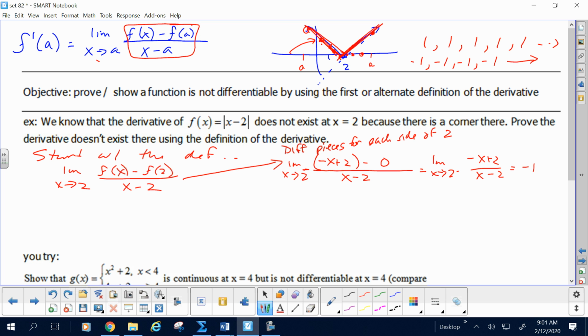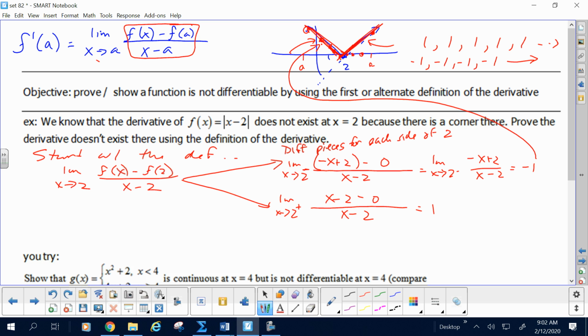Now that is 100% what we expect graphically. That's the slope of it, yeah? You with me? What about what the slopes approach when we are on the right side? Now, what is the function when we're above 2? x minus 2, yeah? Minus 0, x minus 2. Well, what do those slopes look like? x minus 2 over x minus 2? 1. That also visually confirms.